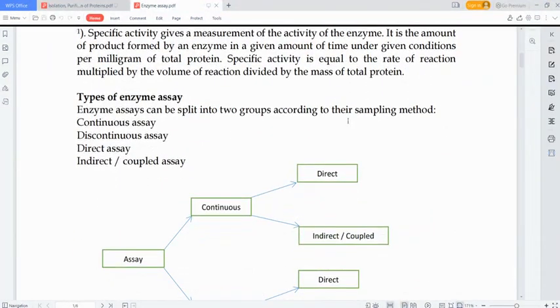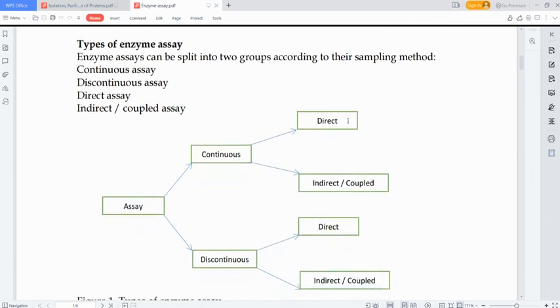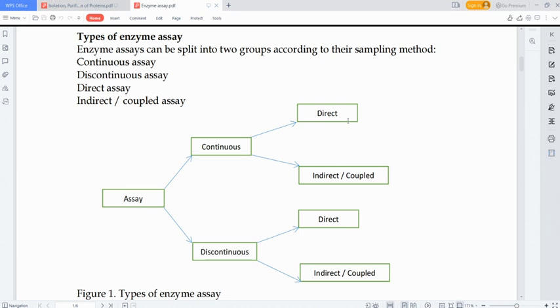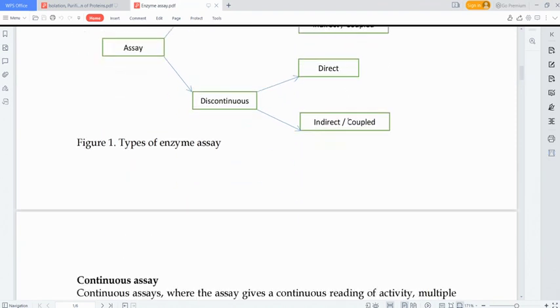Now, types of assay. There are two types of assay: the continuous and the discontinuous. Each of the continuous or discontinuous can be direct or indirect, or coupled. So in a nutshell, somebody can simply say there are four types: direct assay, indirect assay, continuous, and discontinuous. But in a clearer view, we have continuous and discontinuous, and each of them can be direct or indirect. So we have direct continuous and indirect continuous, then direct discontinuous and indirect discontinuous. These are the types of enzyme assay.